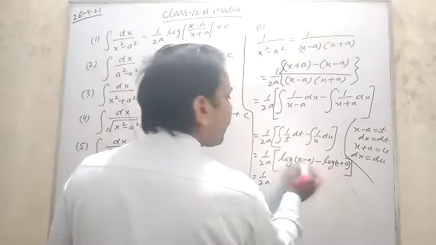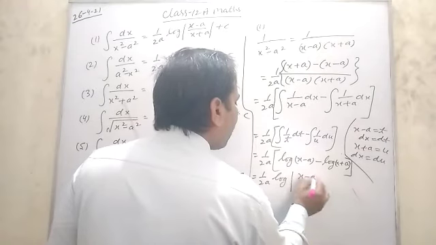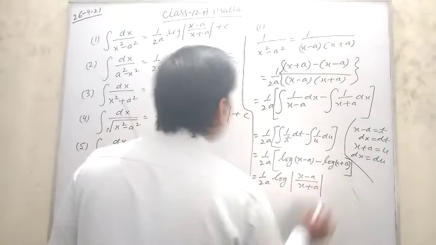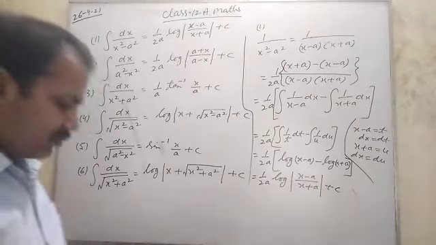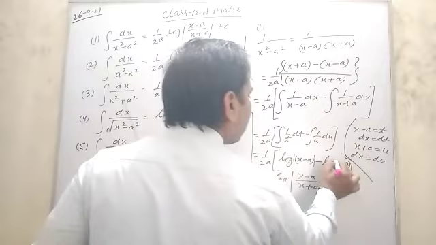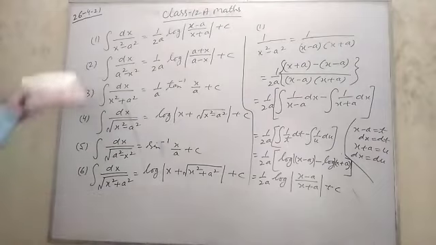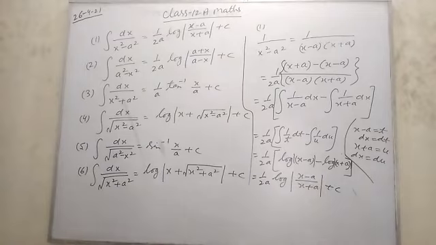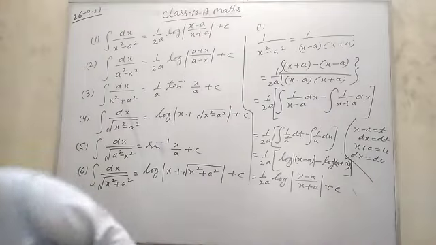So 1 upon 2a, log m minus log n formula. So you know log m upon n. Clear? That formula, and plus constant you can write. So 1 upon 2a log x minus a upon x plus a, here also you can write mod. Okay. So like this the second one also you can prove. So like the first, the second also you can prove. Okay, then the third one.